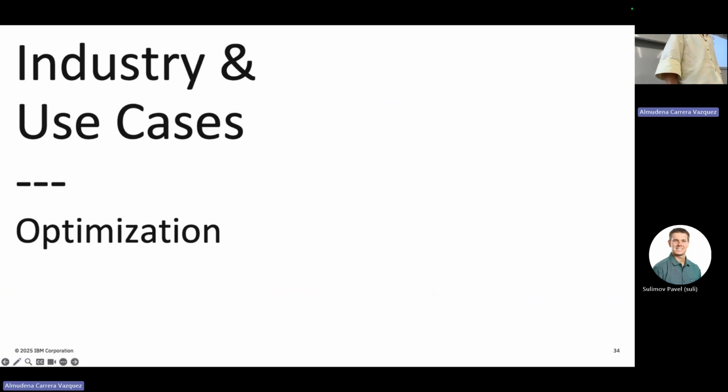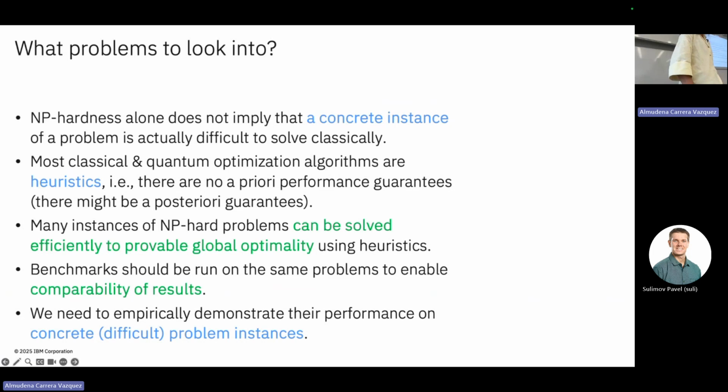Now, for optimization, I'm not going to present applications themselves, but just want to present a new project that's going on. In optimization, what we look at is, first of all, if you have an NP-hard problem, it doesn't mean that all instances of this NP-hard problem are hard to do. Some of them might be easy, so you don't want to focus on those. Then for a lot of algorithms, there are no performance guarantees. Even classical algorithms for optimization are heuristics. So how do you compare things? That's a bit tough.